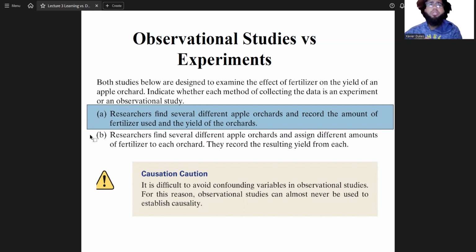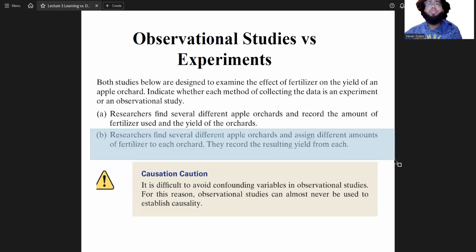B: researchers find several different apple orchards and assign different amounts of fertilizer to each orchard. They record the resulting yield from each. This would be an experiment, as researchers are directly controlling. Now, let's say that this yields statistically significant results. This may be a contributing factor, but other things need to be involved.